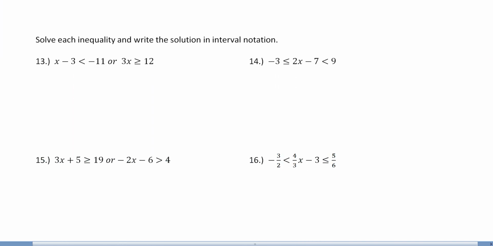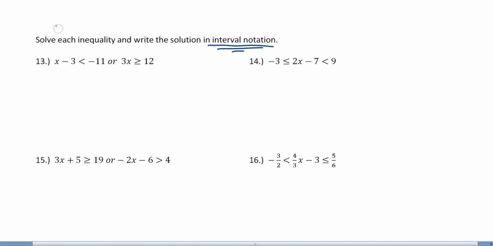Look at the next couple. The next couple are compound inequalities, which for an OR is really just solving 2 separate inequalities. For an AND, it's solving 2 separate inequalities, but we're going to solve them simultaneously, at the same time. And then there's one little extra piece on this guy. It says right here to write the answer in interval notation. So we're also going to write it in interval notation when we're done.